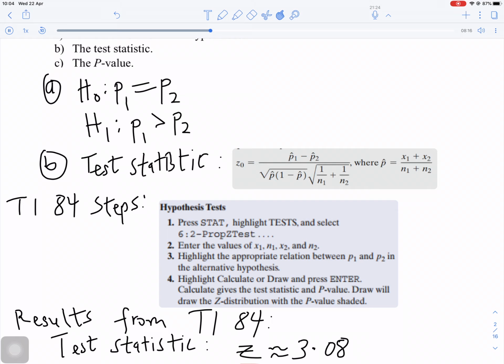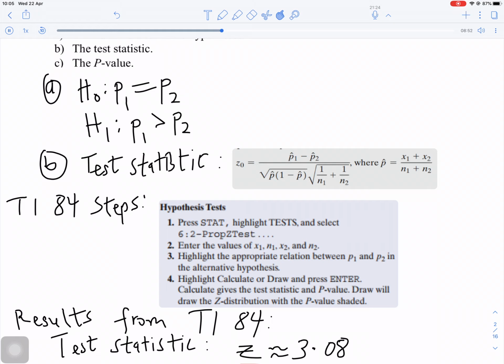Then you go to option 6, which is 2-PropZTest. Okay, so 2 proportions Z test. And then you enter the values. Now when you press that 2 proportions Z test, you enter the sample values. Okay, so you specify X1, N1, X2, and N2. In this case, 368, 541 for X1, N1, and then 351 and 593 for X2, N2.